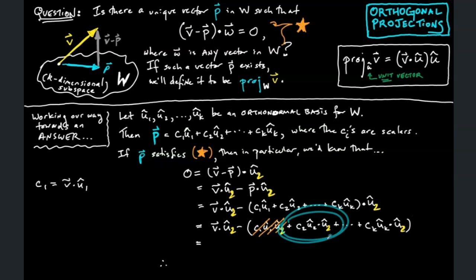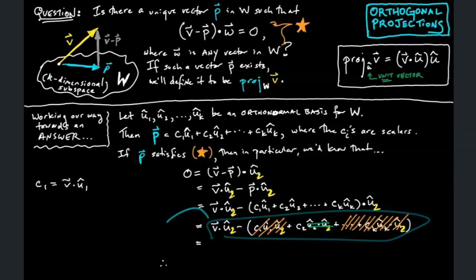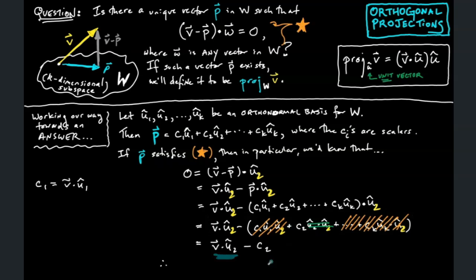The second term involves U2 dot U2. Well, that is 1. So that term just becomes C2. The next term would involve U3 dot U2, so it would be 0. And all the way down, all the other ones would be 0, including the last one, which has Uk dot U2. All that survives from that big expansion is just the C2. So all this stuff just collapses to V dot U2 minus C2. That's equal to 0, so adding C2 to both sides allows us to conclude that C2 is V dot U2, which I'll write up here.